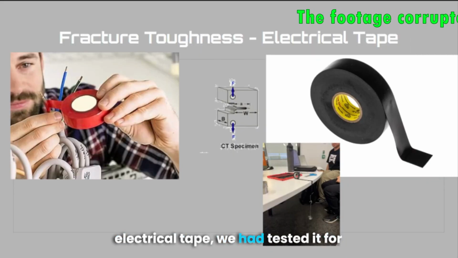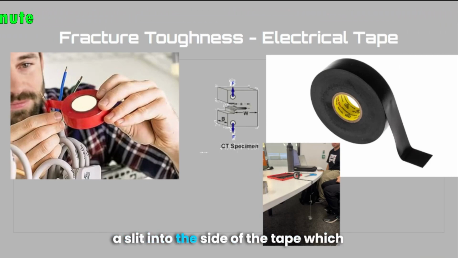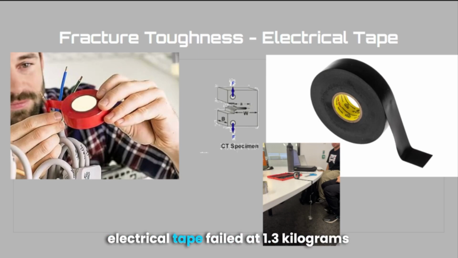For the electrical tape, we had tested it for fracture toughness. We had decided to put a slit into the side of the tape which had a width of 5.5 millimeters. The electrical tape had a thickness of 0.13 millimeters and a width of 17.3 millimeters. When the test was carried out, multiple weights were added till the tape failed. The electrical tape failed at 1.3 kilograms of weight, which results in 12.753 newtons of force acting on the tape.